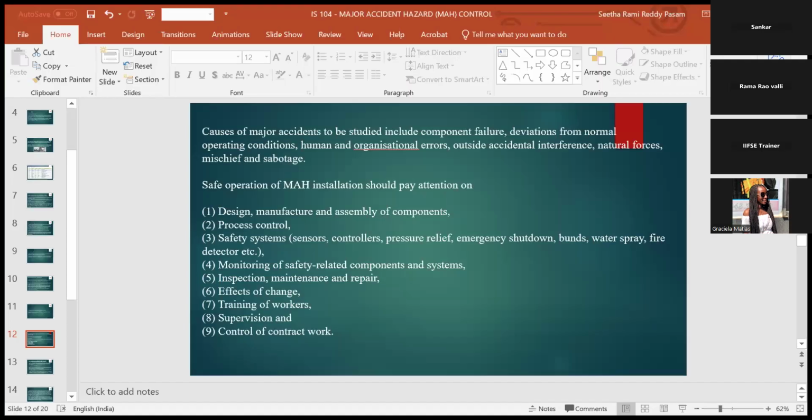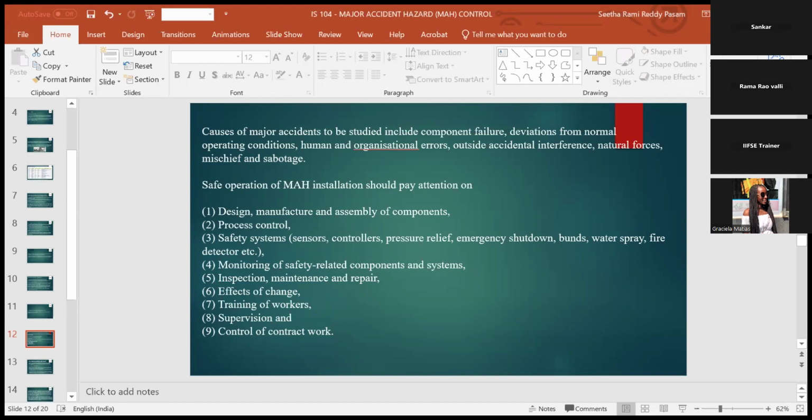One is design, manufacturing and assembly of your components, including equipment, pipelines, fittings, instruments, etc. Then process controls like SRVs or PRVs, even temperature control systems, etc. Then safety systems like sensors, controllers, pressure relief valves, emergency shutdowns, bunds, water spray, and fire protection.